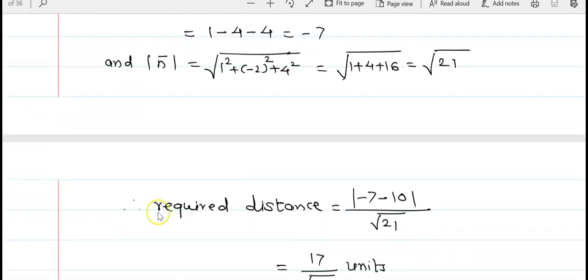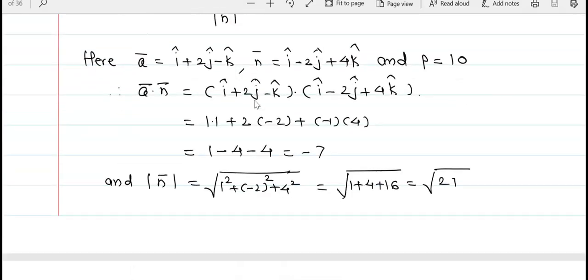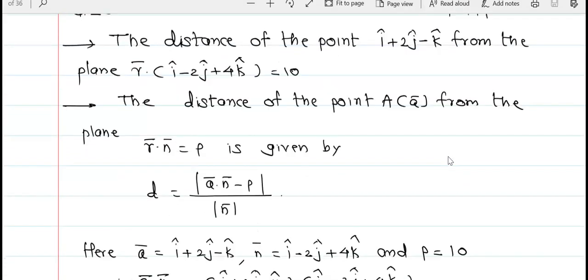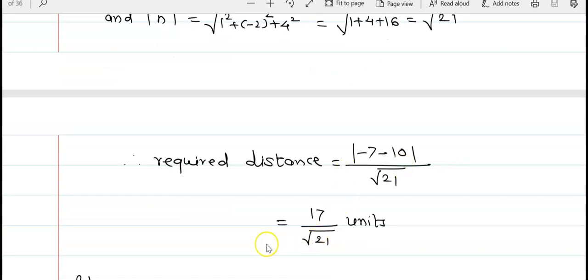Substitute the values. Therefore, the required distance is: a bar dot n bar is minus 7, the value of mod of n bar is root of 21, and the value of p is 10. Substitute the values here. Therefore, you will get the required distance 17 upon root of 21 units.